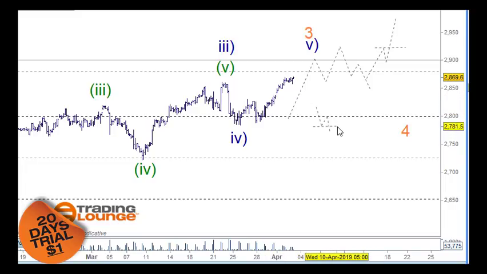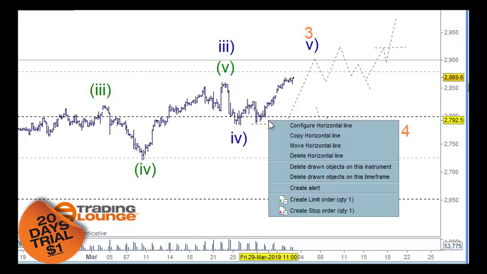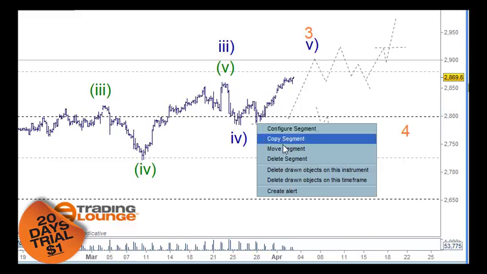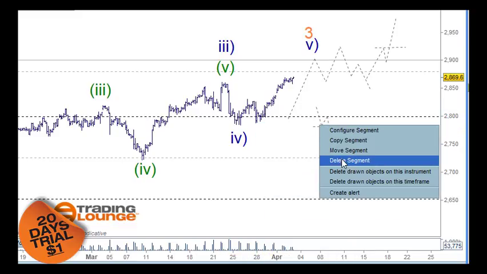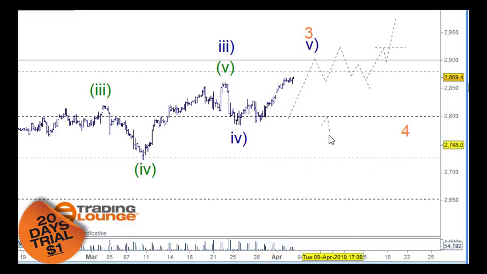We would have happily gone short below here if this went up to here and then came back down through here. Then we would have been short, but it just wasn't the case. So we could look to be long at certain levels. That's what we did, and that's kept us safe.